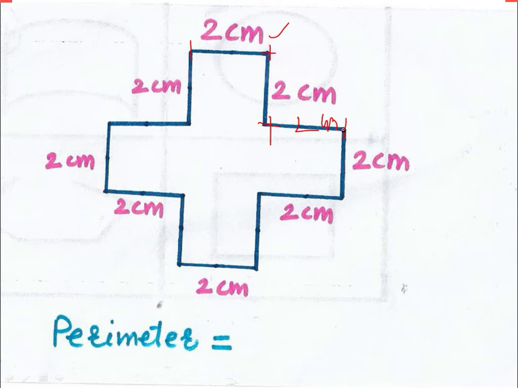This distance is missing over here. This is also 2 centimeter, this is also 2 centimeter. This point to this point will also be 2 centimeter. Here you can see distance from this point to this point is 2 centimeter. From this point to this point is also 2 centimeter. The distance of this side is 2 centimeter, this side will be 2 centimeter, and this side will be 2 centimeter. So we have the distance of all sides.